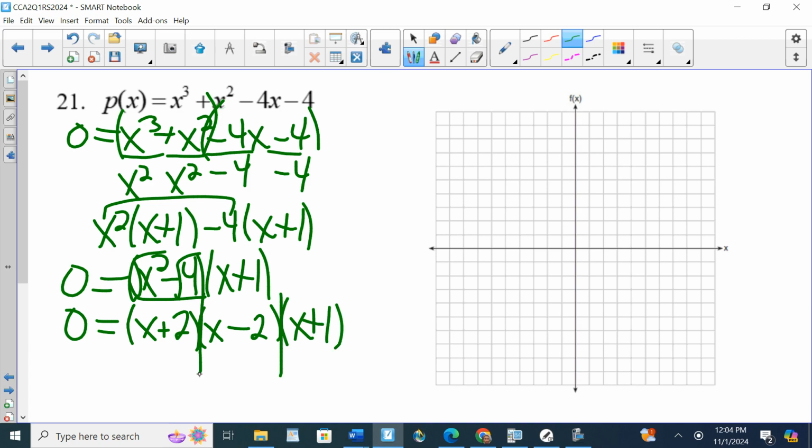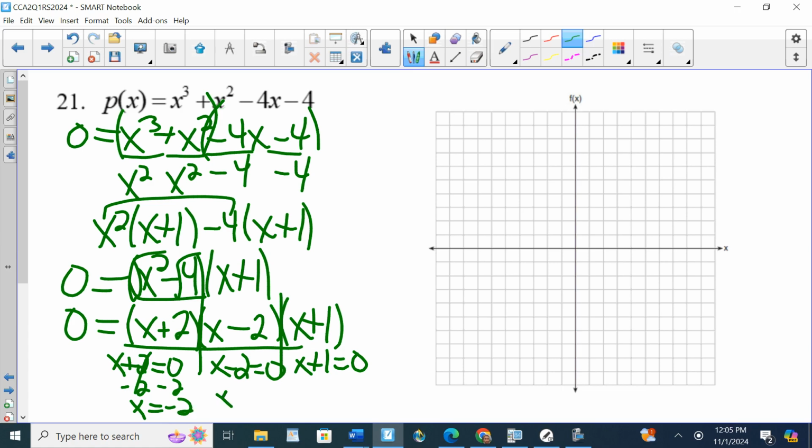I set each factor equal to 0. Or we just know that if these are the factors, we know what the zeros are going to be. And I get x equals negative 2. I get x equals positive 2. And I get x equals negative 1. So that's the first part of the question. That's the first 2 points. The second 2 is to graph it.